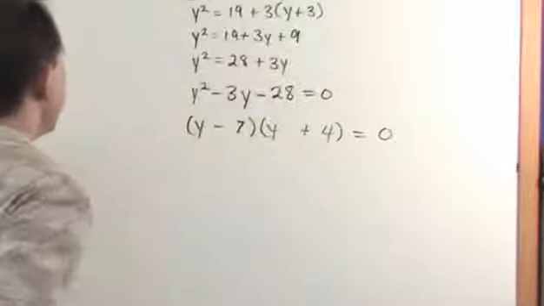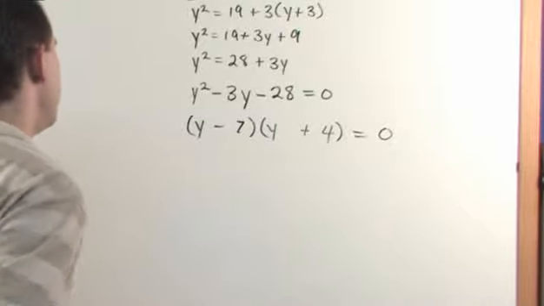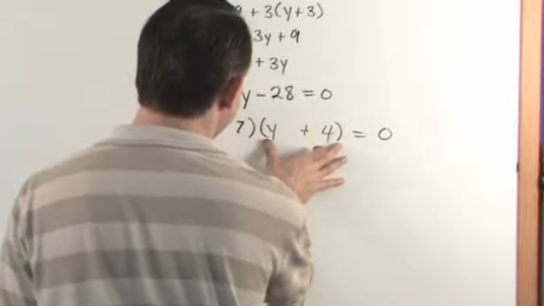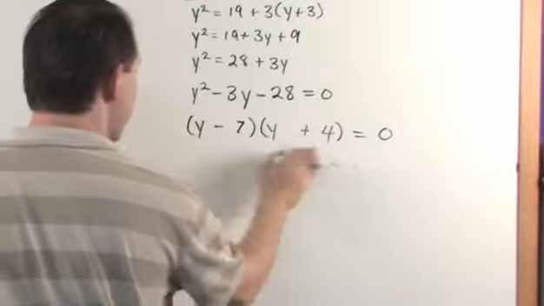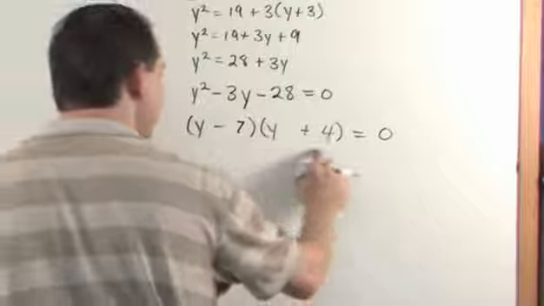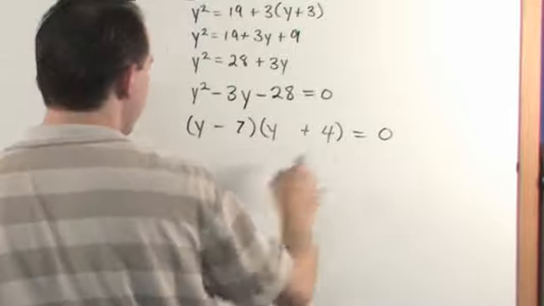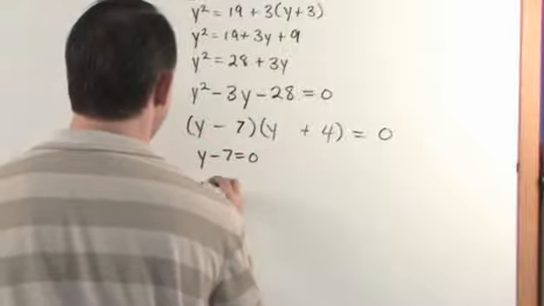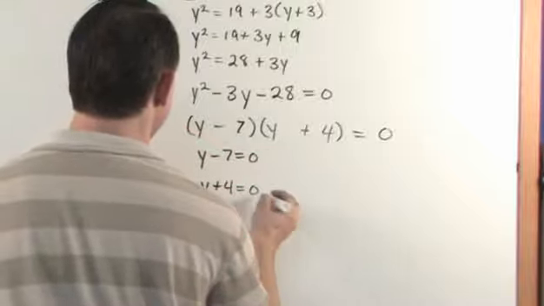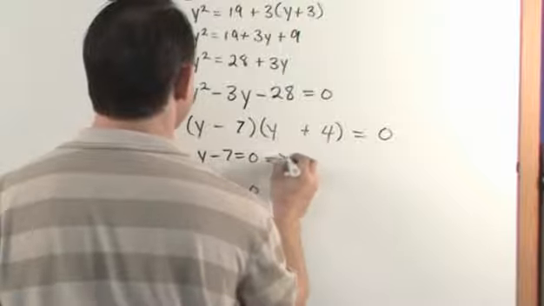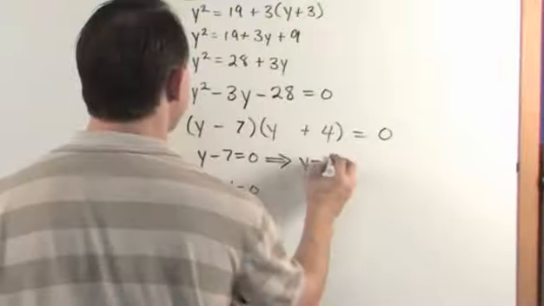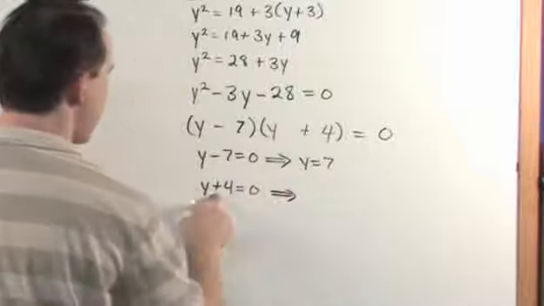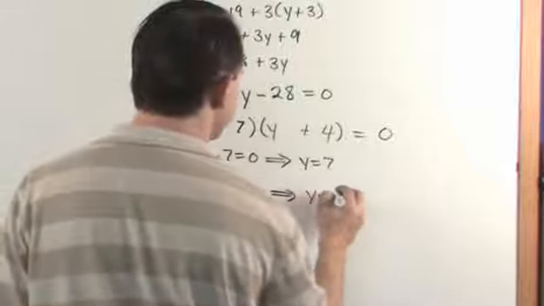Okay, so now that we've done that, what this does for us is we know this must be equal to 0 and this also must be equal to 0. Because either one of them being 0 will make the whole thing multiply to 0, which is what we know it's equal to. So y minus 7 must be equal to 0, and y plus 4 must be equal to 0, okay? Which means y must be equal to 7 over here. You add 7 to both sides. And this also means that y must be equal to negative 4, okay?